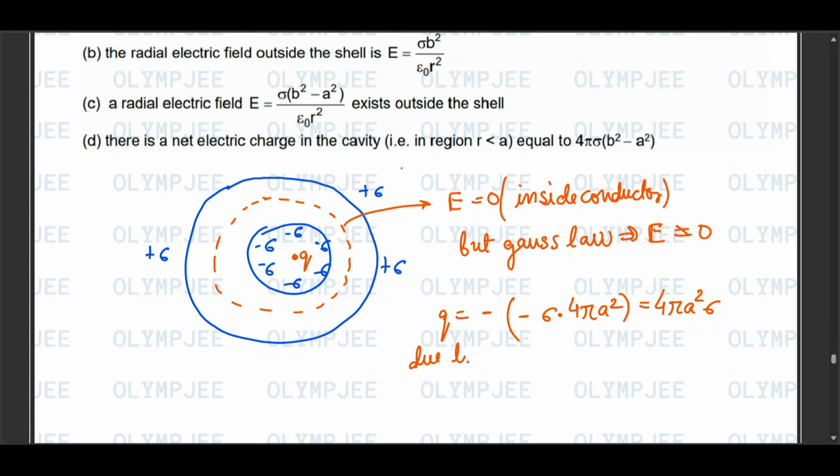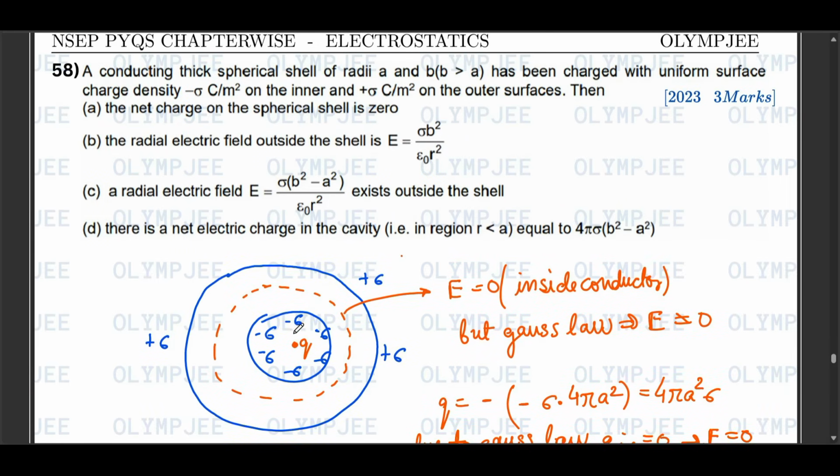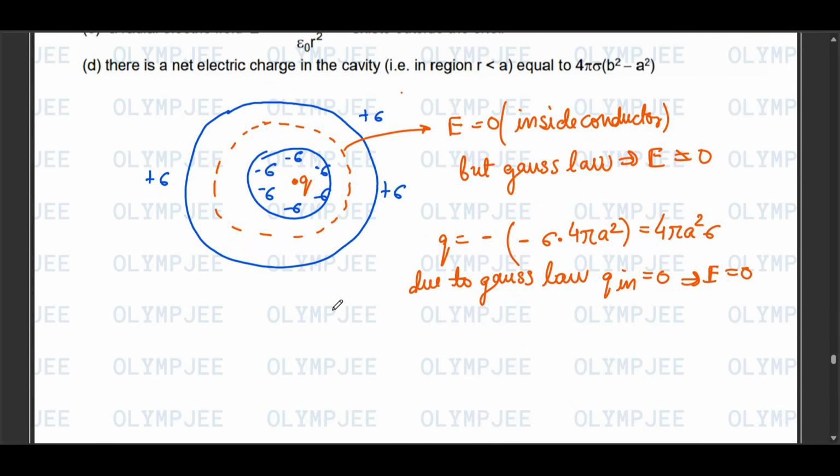so that due to Gauss law, Qn will become 0, which will imply that the electric field is equal to 0. The question is not explicitly mentioning that there is a Q charge, but we have to assume it, because only then is this minus sigma possible. This minus sigma cannot exist on its own. It will only exist when there is a plus Q in the center, right?